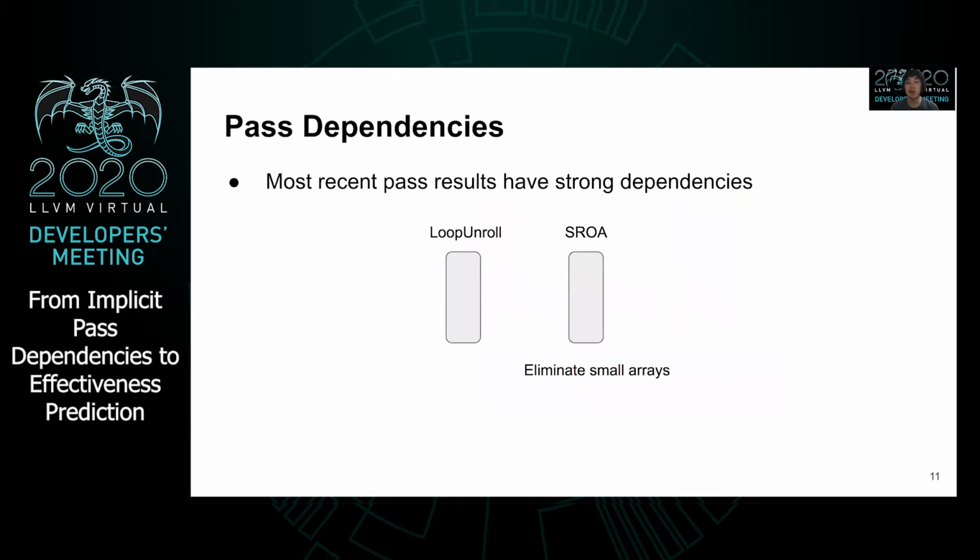As another input, we used pass dependencies. Let us consider this example. In the current pass pipeline, there is a point where loop unroll and SROA are executed successively. The second SROA is mostly used for eliminating small arrays created by loop unroll. So if the first loop unroll doesn't succeed, the SROA doesn't succeed in most cases. We want to encode this kind of logic into machine learning models.